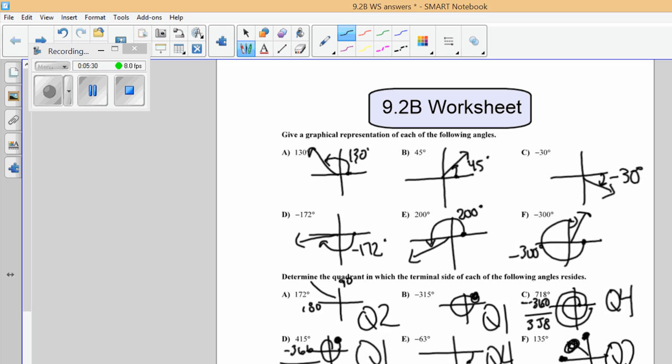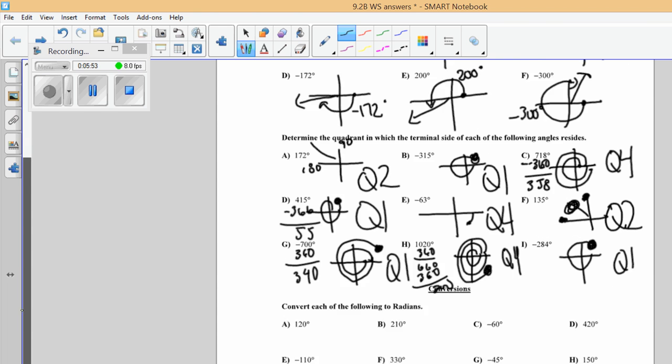Okay, 284. Let's do this. It's negative, which means it's negative 90, negative 180, negative 270, negative 284, somewhere over here. I don't know where, but that's quadrant 1. Okay, that was sad. We didn't have any in quadrant 3, but whatever.